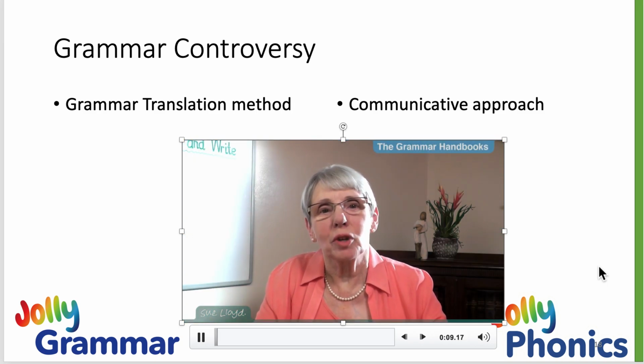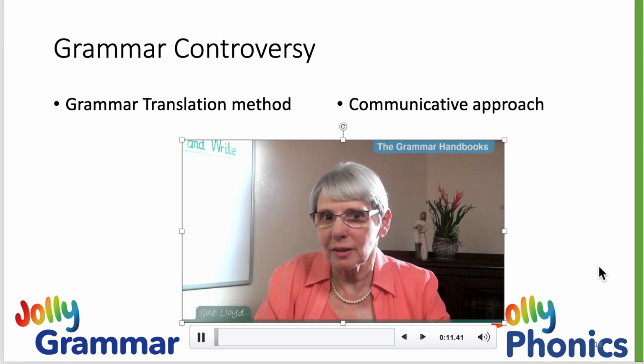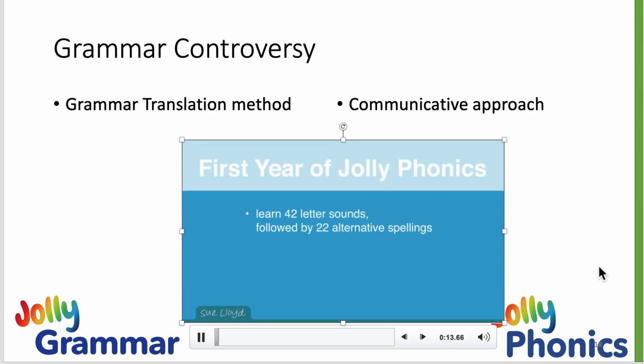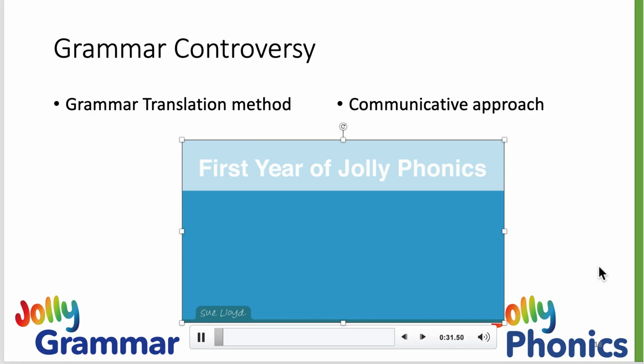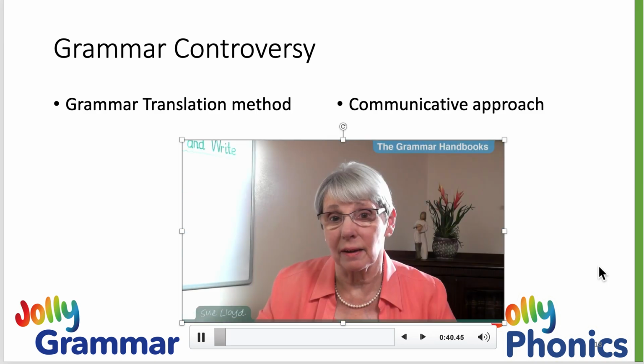In the first year of Jolly Phonics, the children are expected to learn 42 letter sounds, followed by 22 alternative spellings, form the letters correctly, blend words that use known letter sounds, segment and write words and sentences from dictation and independently, read and spell 72 tricky words, and read decodable books. This gets the children off to a flying start.